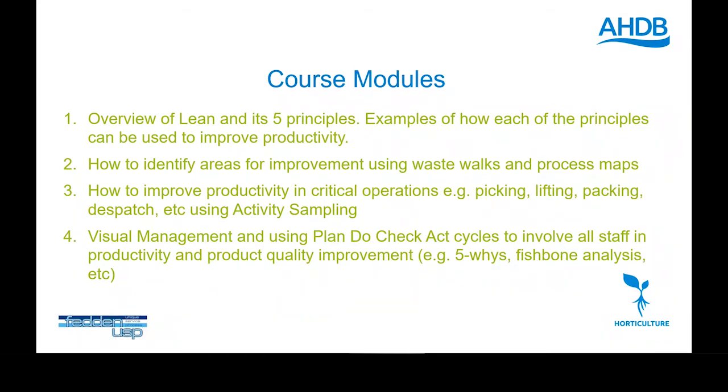We'll then be looking at how we actually identify areas for improvement and do the detailed analysis through something called waste walks and process maps. Then how to actually take that data and make improvements. And then finally, we will talk about visual management and the plan, do, check, act cycle to involve staff in productivity and product quality improvement. So that is about how you maintain and continually improve.